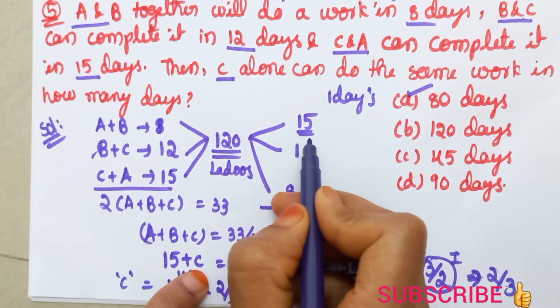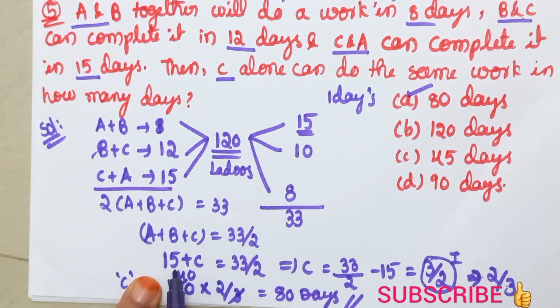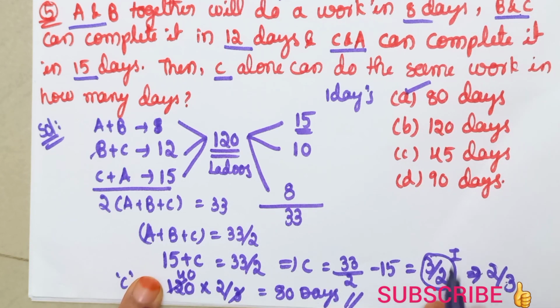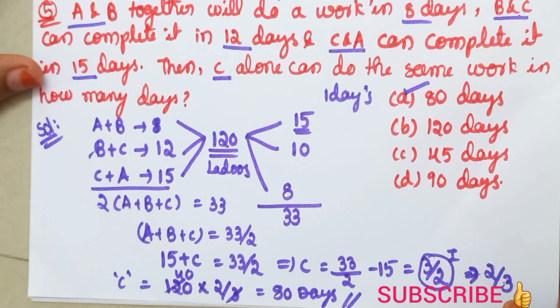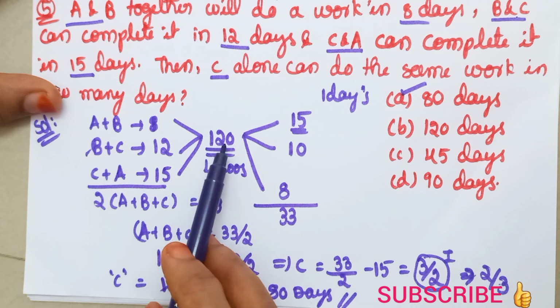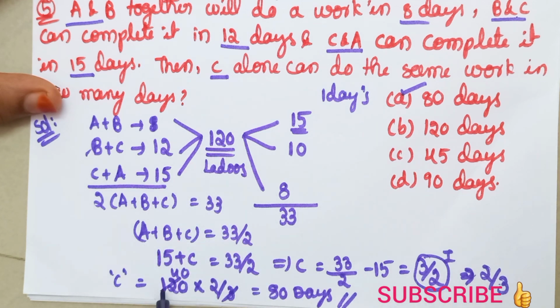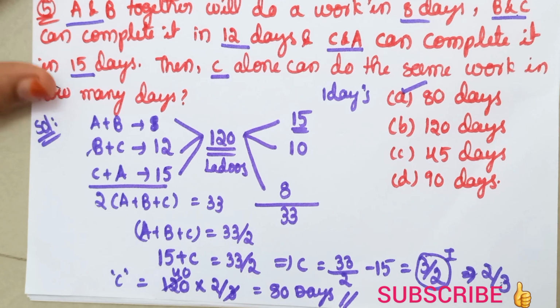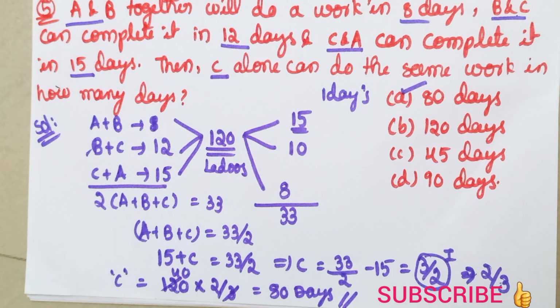But we know the 1 day's work of A plus B. So substitute that, 15 plus C is equal to 33 by 2. And if we take this to the other side, we will get C as 3 by 2. But this is the work done. We have to find the number of days. So it is the inverse of the work done. So invert it. It is nothing but 2 by 3. But we have to find the total number of days. So we have to multiply it with the 120. So 120 into 2 by 3. So if we cancel this, we will get 80 days. So in 80 number of days, C alone can complete the work.